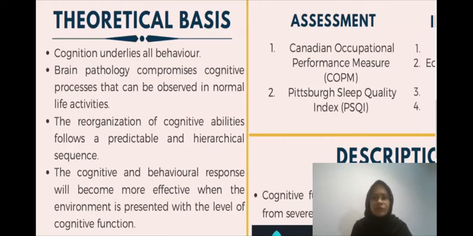Okay, as you can see, in a disease of the brain in which recovery can be expected, for example in a stroke patient or traumatic brain injury patient, the recovery of cognitive abilities follows a predictable and hierarchical sequence. Same goes for a disease marked by progressive deterioration, as in dementia. The loss of cognitive abilities follows a predictable sequence, but in reverse.